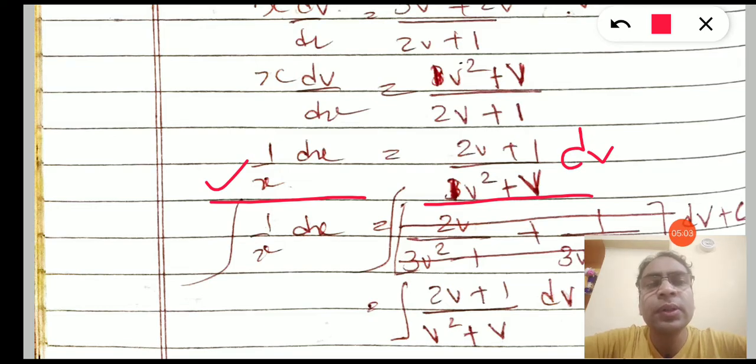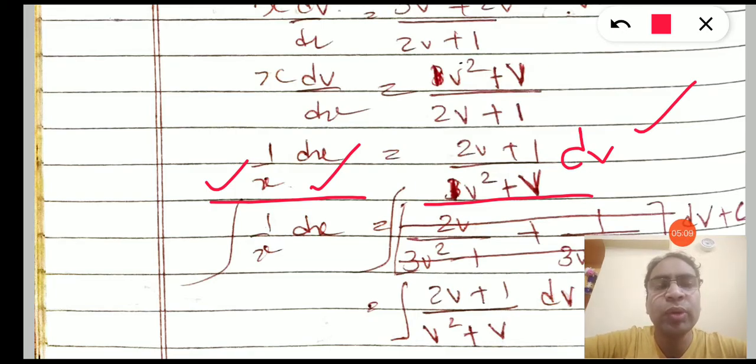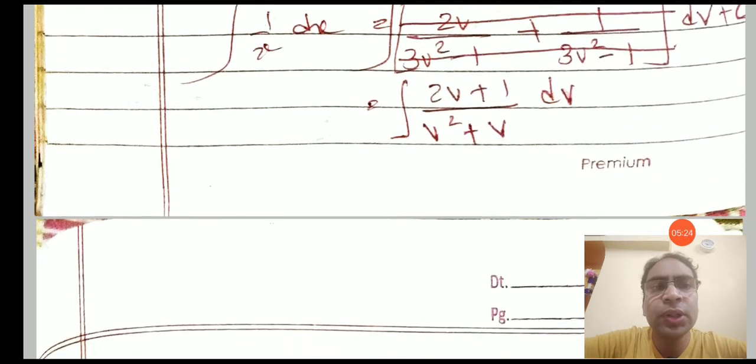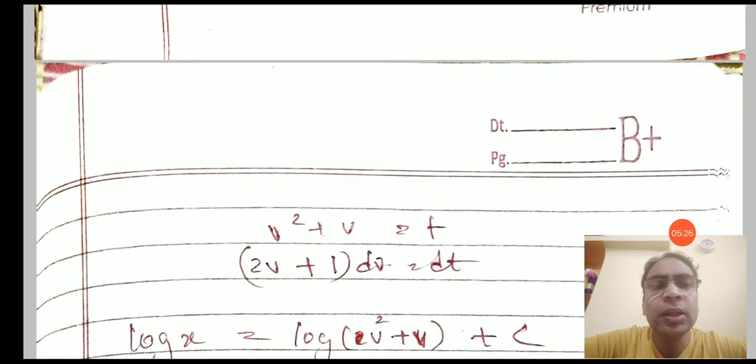So this is dx with all x terms, and this is dv with all v terms. In this way we could convert this into the variable separable form. Now as it is converted into variable separable form, we can perform the direct integration onto the equation on the LHS and onto the right hand side.